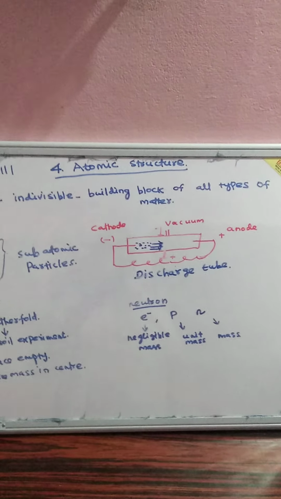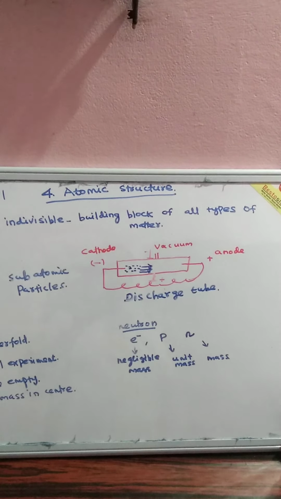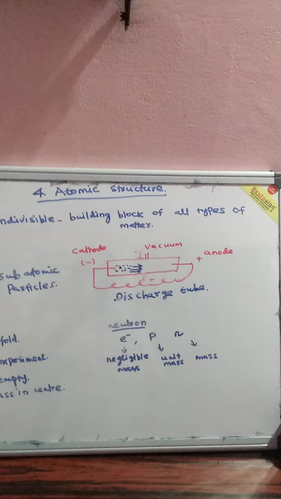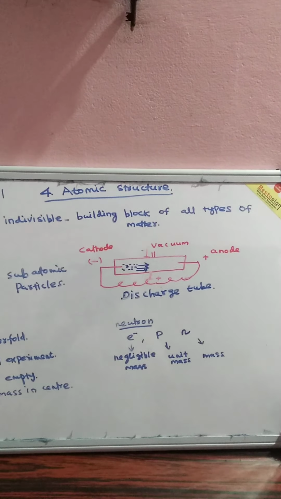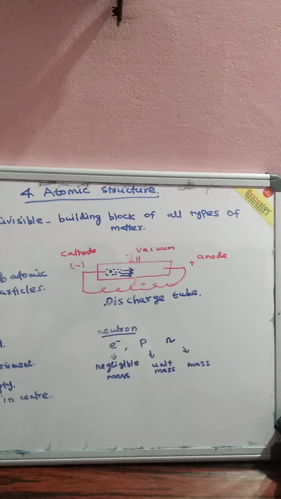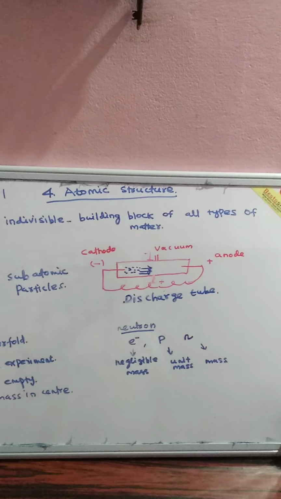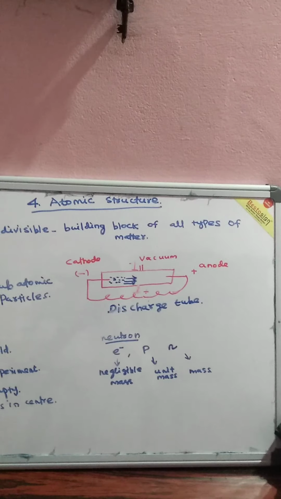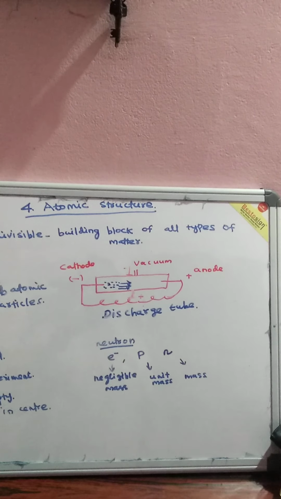Okay children? Now we know for every action there is an equal and opposite reaction. Am I correct? So some rays are emitted from the cathode, so surely some rays are emitted from the anode. Isn't it? Those rays are known as anode rays. These anode rays were discovered by the scientist Goldstein. Inside the anode rays some particles are found. Those particles are known as protons. Now, what is the charge of a proton? The charge of a proton is positive. The proton has some unit mass, but the charge is positive.